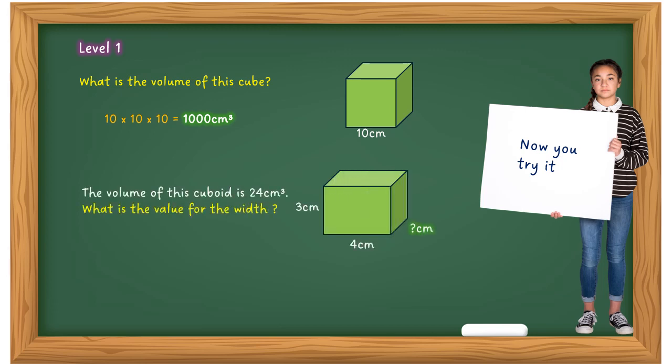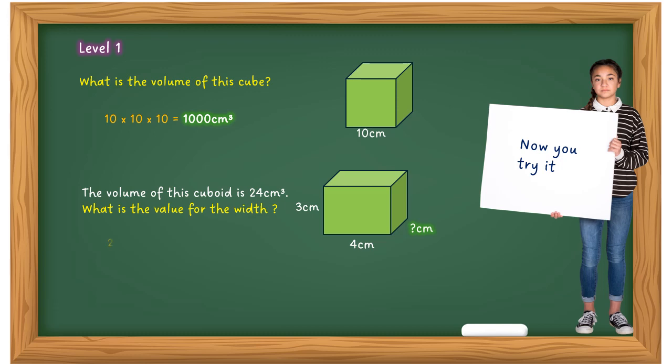Let's have another look at another question. The volume of this cuboid is 24 centimeters cubed. What is the value for the width that's missing? You can see here that you've got a missing dimension. So how are you going to work that out? Pause the video and then I'll show you.